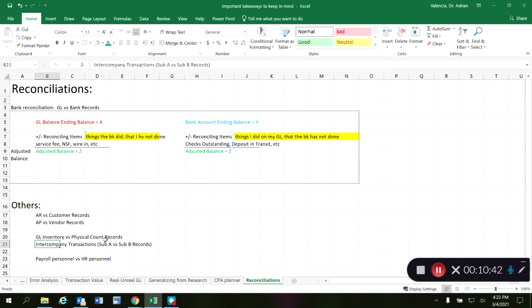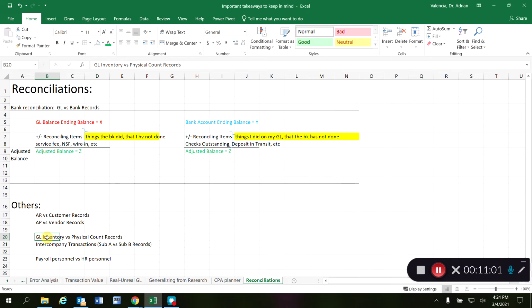Versus a physical count of inventory. Okay, so this is both information from our company internally. This is what's on our GL, our accounting system, and then this is what's on our records from going out there and actually counting our inventory.